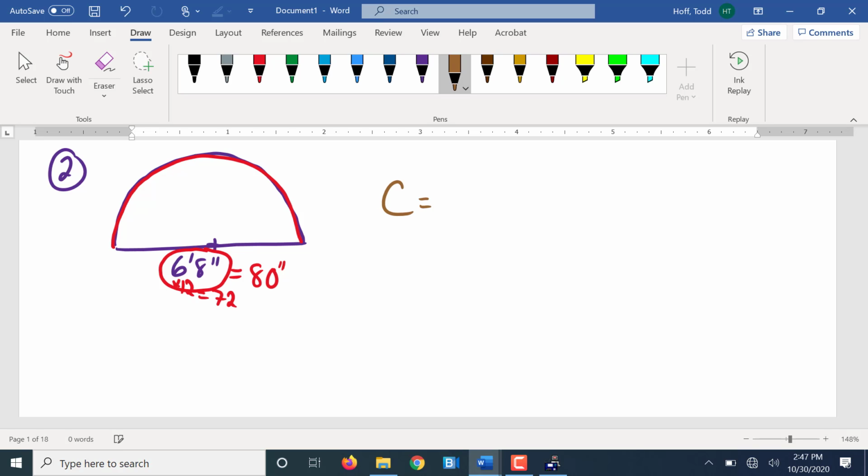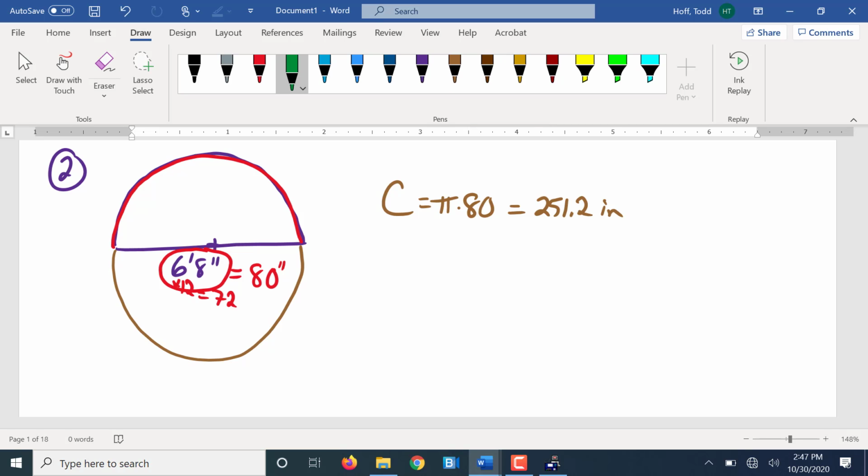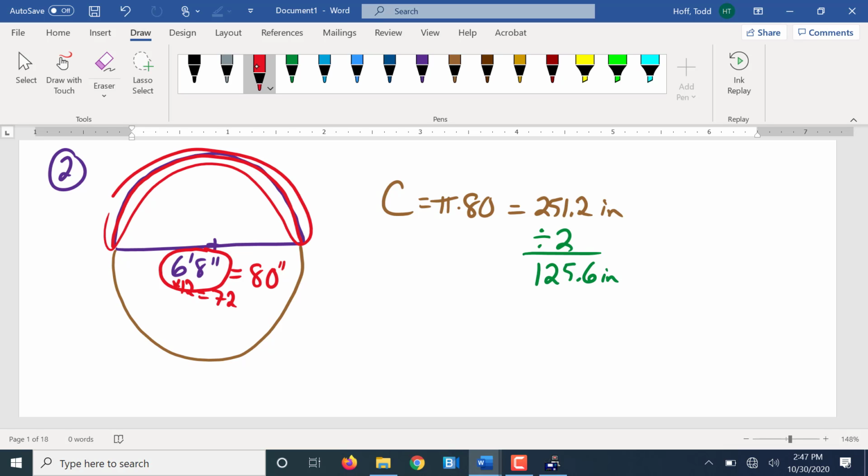Now, if that were a full circle, the circumference would be found by doing what? So pi times 80, which would give us 251.2 inches. Now, of course, that is only half a circle, so we divide by 2. Perfect. So that is the distance around the semicircular part.